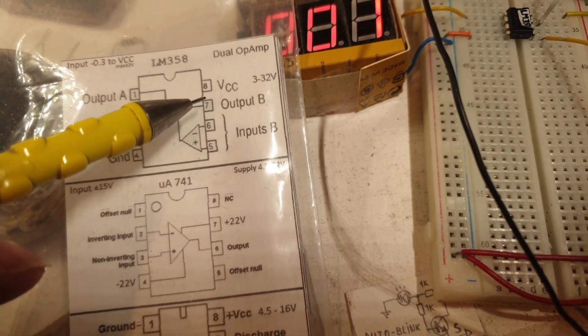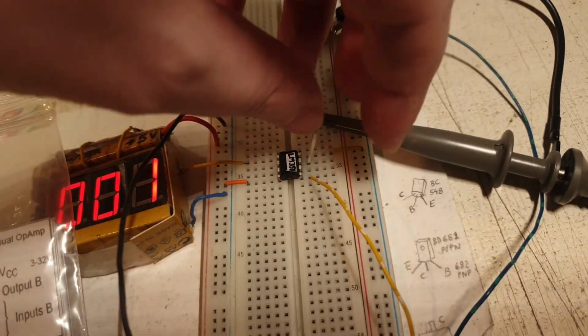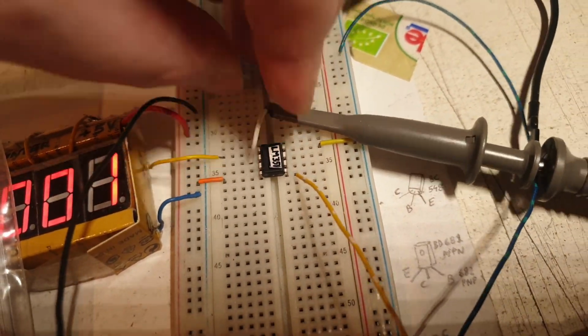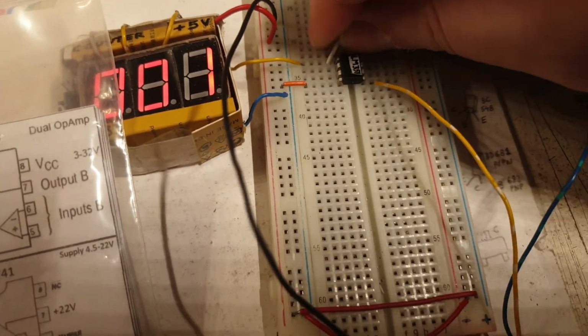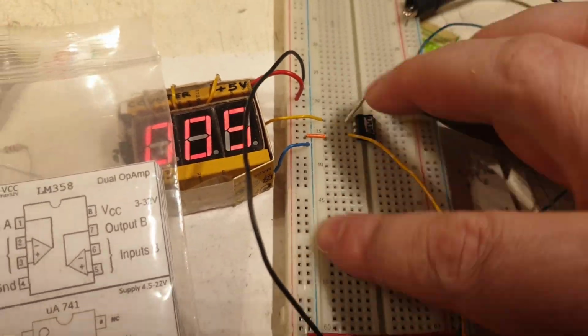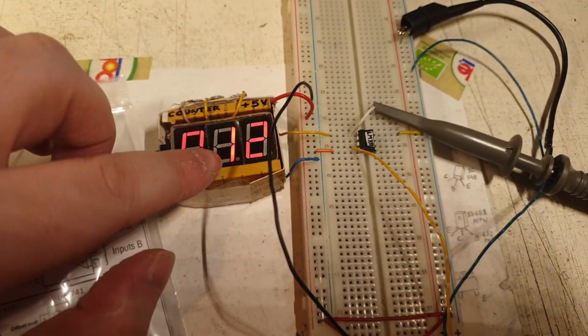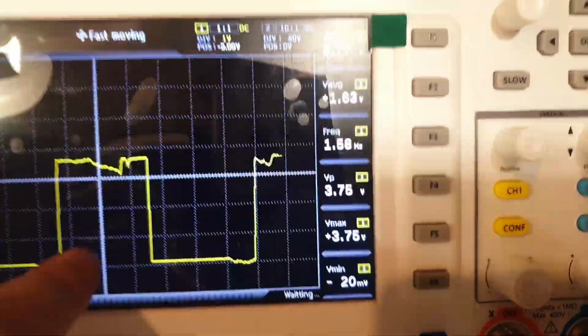And then I'm collecting the output on the oscilloscope. That's it. So let's switch to the other op-amp in the package. Actually, not there, here. And this here. And now the counter is moving, is working. And also I'm getting exactly the same square wave.